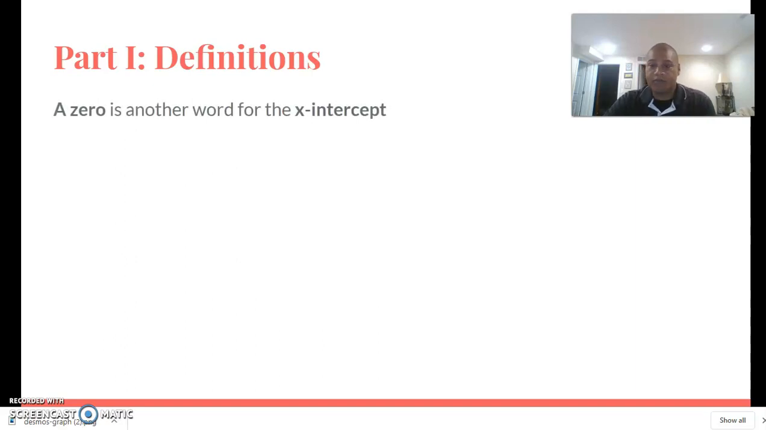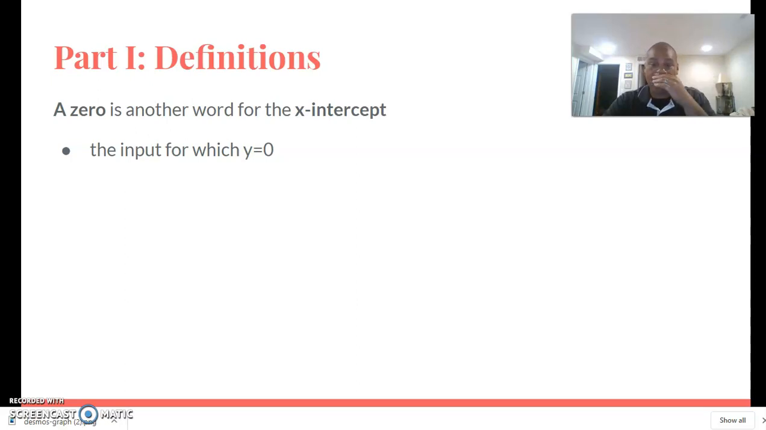A zero is just another word for the x-intercept. By the time we're done with Algebra 1, we're going to have 4 different ways of saying x-intercept. The second one is zero. This name comes from the idea that it's the input for which y equals 0, and we plug 0 in for y when we find the x-intercept.